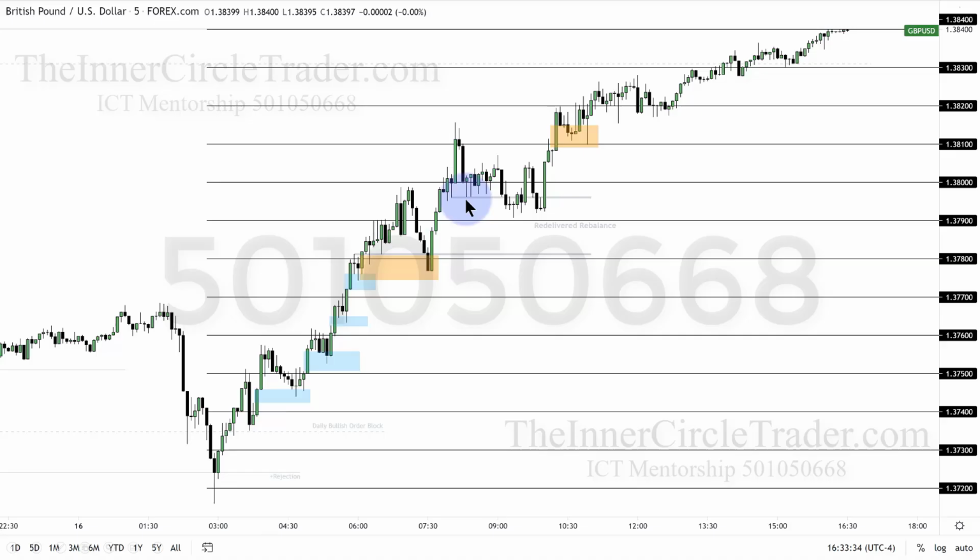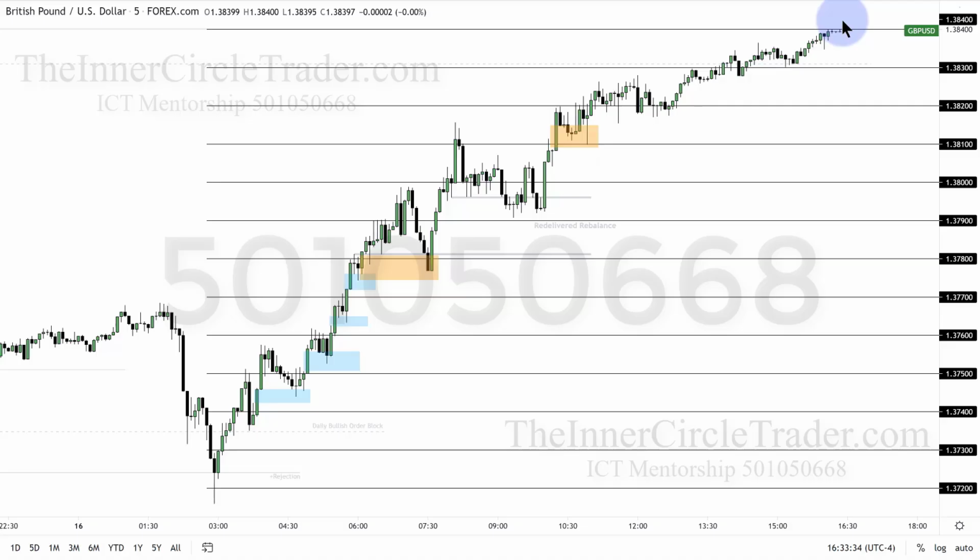Time, power of 3, entry strategies, accumulation and distribution, real accumulation and distribution, not Wyckoff accumulation distribution, not Larry Williams accumulation distribution, but real accumulation and distribution. Accumulate longs, accumulate more longs, and keep accumulating, and distribute those longs where there's willing buyers at a high price.